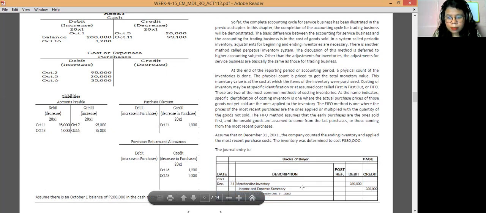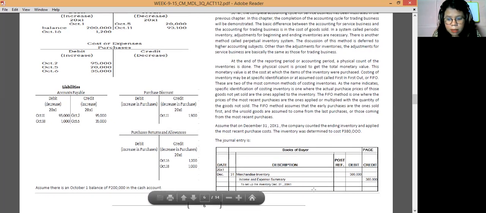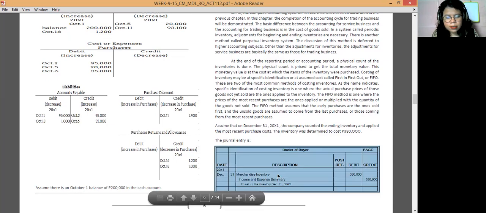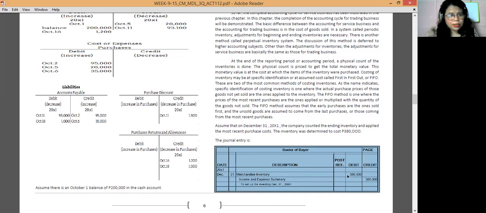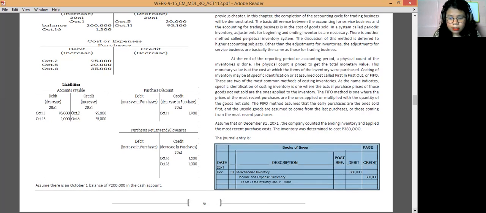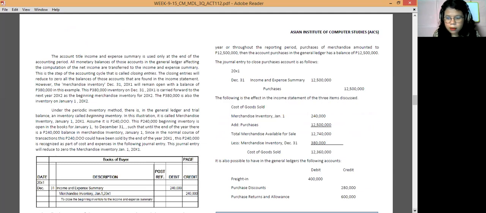So, income and expense summary, 380,000. Okay, to set up the inventory December 31, 20x1. Okay, so I hope naintindihan na. So, merchandise inventory is considered as asset. So, yan. The journal books of bio. So, income and expense summary, 380,000. So, parang kumbaga ang instinct dyan, syempre, after mo mag-debit, credit ka na. Hindi naman pwedeng lahat is nasa debit. Hindi naman pwedeng lahat ay nasa credit. Okay? So, sa journalize, dalawa po yan dapat. Debit and credit. Isang account is nasa debit and yung isang account is nasa credit.